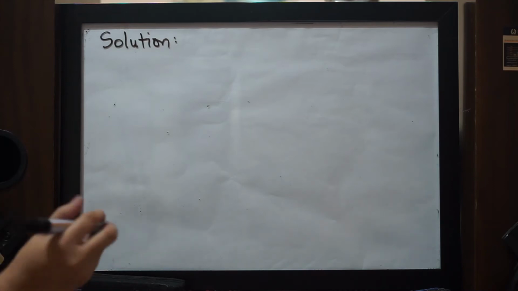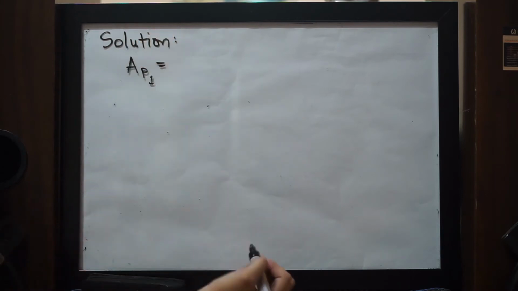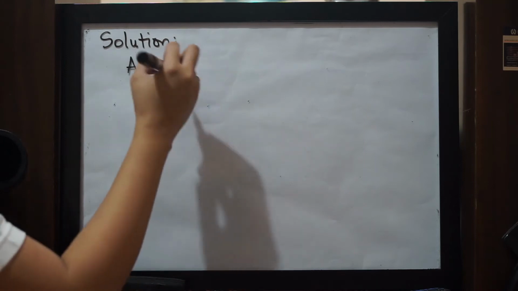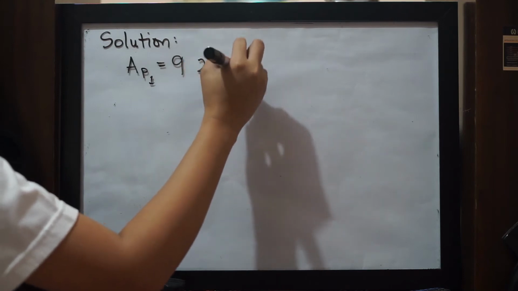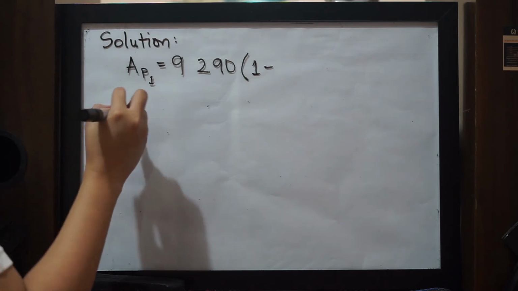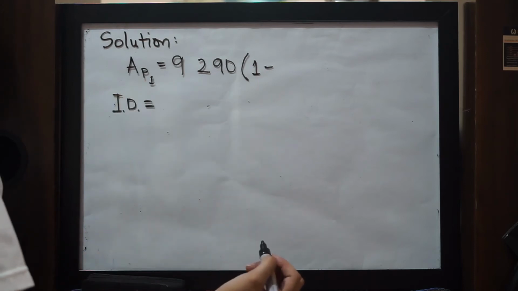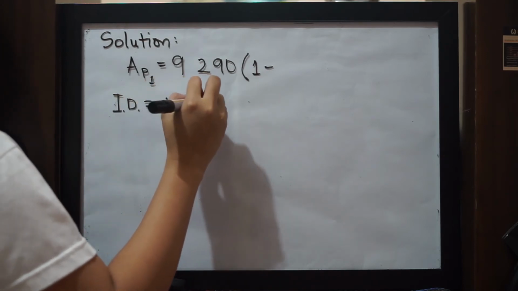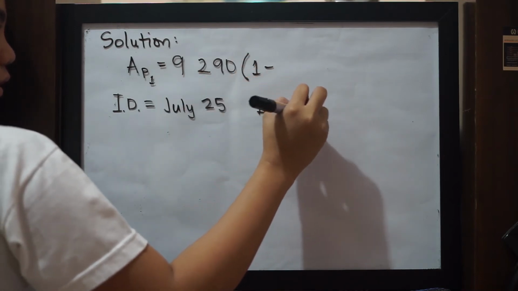first scenario. So, for our first scenario, amount payable sub 1 is equal to the net price, which is in our scenario 1, the net price is 9,290 multiplied by the quantity of 1 minus the discount rate. So, for us to find the discount rate, all we have to do is identify our invoice date. Ano yung invoice date natin for our first scenario? That is July 25. And this will be paid on August 30.